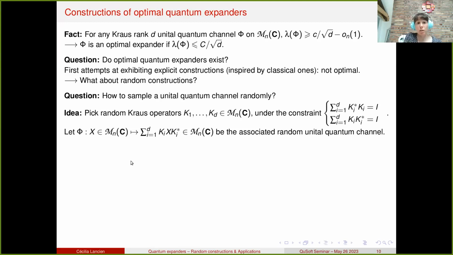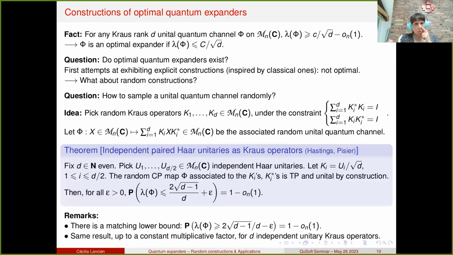Now I look at this random unital quantum channel that has these Kraus operators, and I can ask what is the second largest eigenvalue of this guy. And that's what Hastings did in a seminal work. The model he looked at was a very simple one, which is really, if you want, the quantum analog of this permutation model for graphs that I presented on the previous slide.